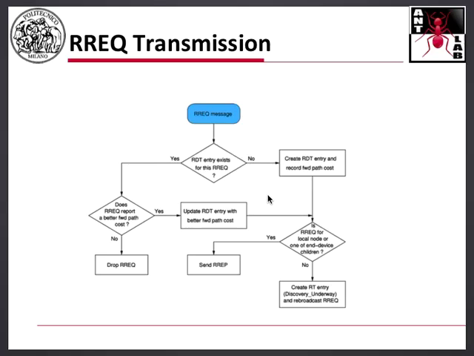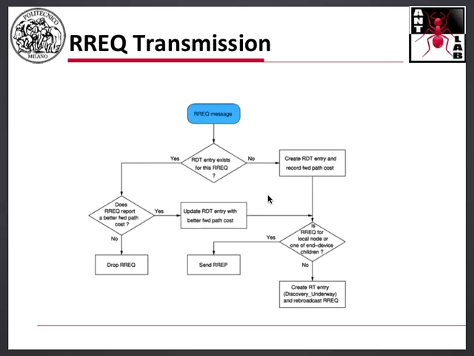If the answer is no, meaning that what we already have in our memory, okay, is the best path for that specific source destination pair, we just drop the route request message. So we do nothing basically. Okay, clear? That's for route request transmission.